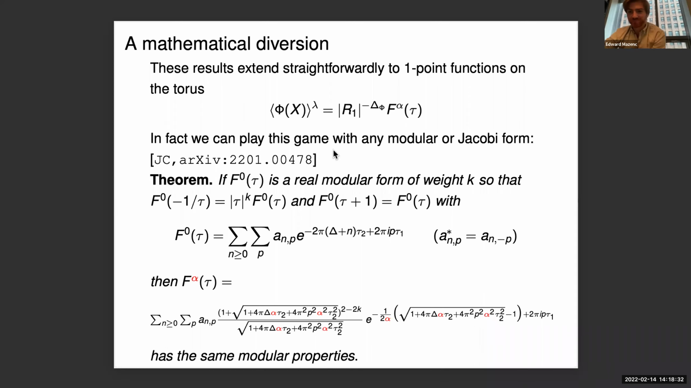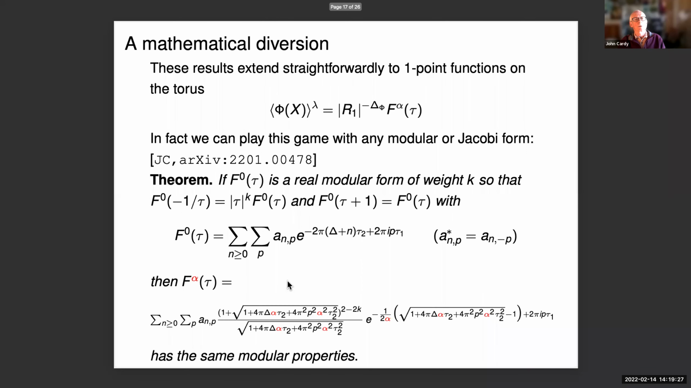Perfect, thank you. All right, so the proof of the first theorem is an abstraction of the proof that you need to prove this quantity is a modular form. So if we take any real modular form, because of course the expectation value of phi is real, so it's not a holomorphic modular form, it's a real modular form of weight k, so that under S it transforms according to the modulus of tau to the power k, and it's invariant under T, and so it has an expansion of the form here in powers of Q basically.